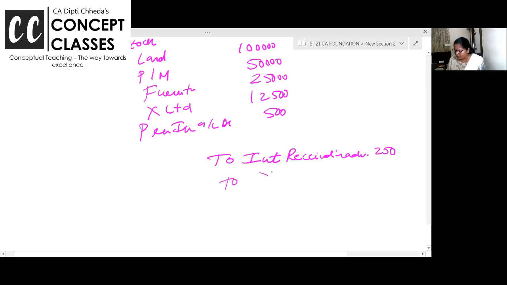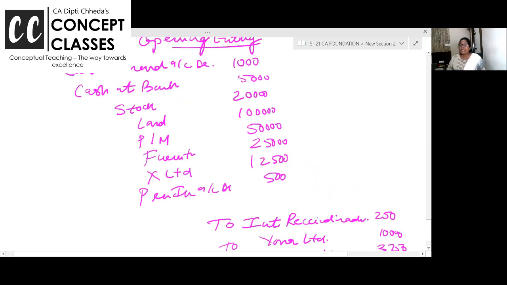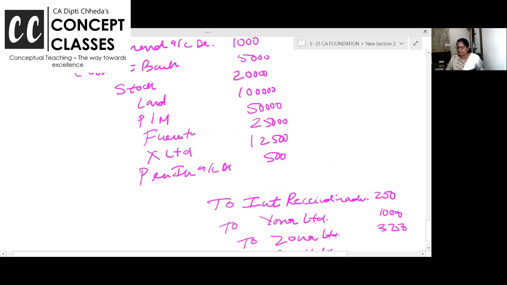Loan from Yono Limited. From Yona Limited I have taken a loan, 10,000. I have to pay to Zona Limited, 3750. And balancing figure we will put in capital. Almost like students, those who understand, it's like balance sheet only. Last year's balance sheet, all assets on debit, last year's balance sheet liabilities on credit. And in the capital account, you can write it as balancing figure.